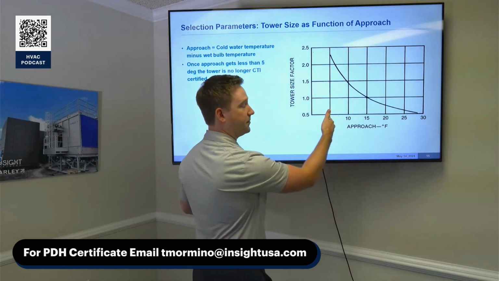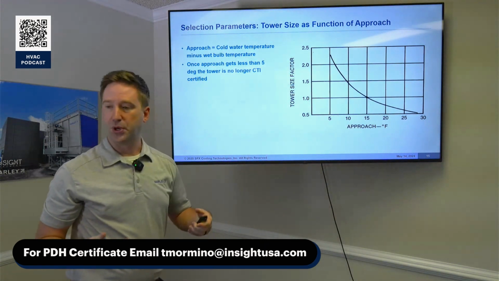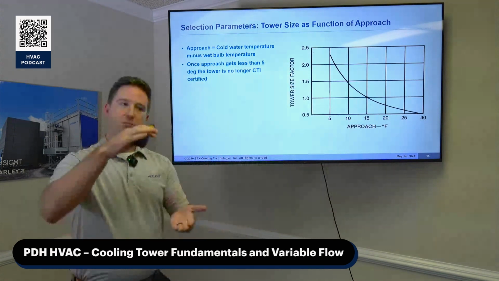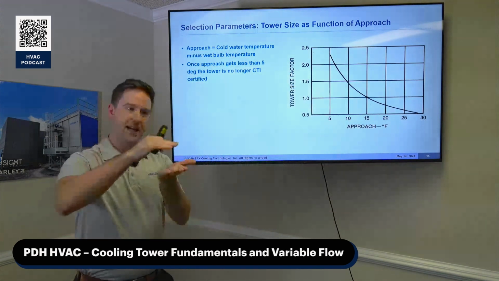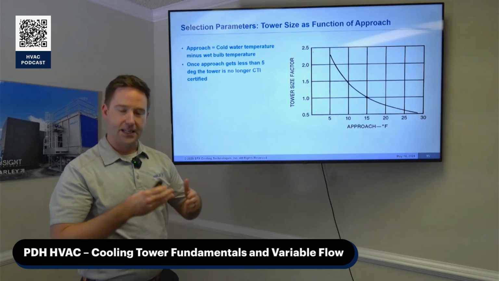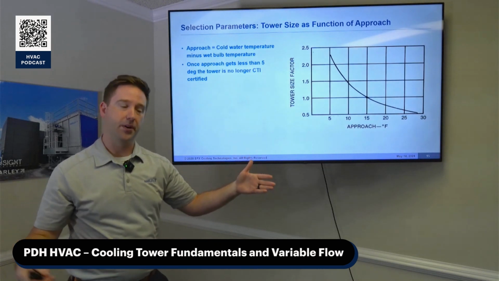You might want to jump down to a 5. I've seen 5-degree approaches pretty common as well. And you can see that the tower gets bigger. So the tighter that approach, the tighter you're trying to get to that absolute coldest temperature that the wet bulb will allow you to get, the tower is going to have to work harder and get bigger.